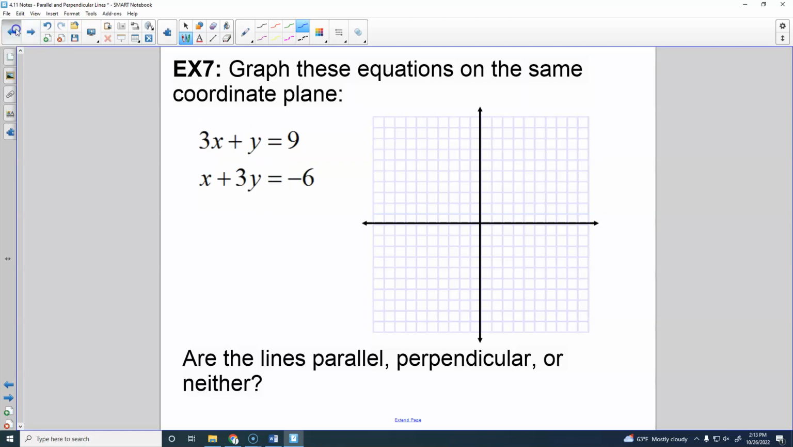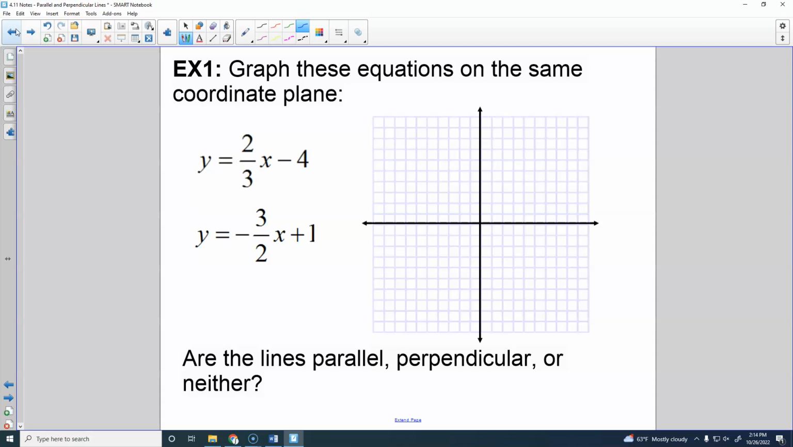Yes. All right, so what I want you to do is we're going to do the first one together, but then you're going to do the rest of these on your own, and then we'll check and see how we're doing with them. We're going to graph these 2 lines on the XY coordinate plane, and then we're going to decide whether they look like they're parallel, perpendicular, or neither.